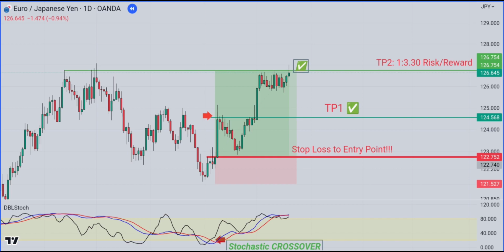Please note that the stochastic indicator is a tool that reacts very quickly to price movements and should be used with caution.